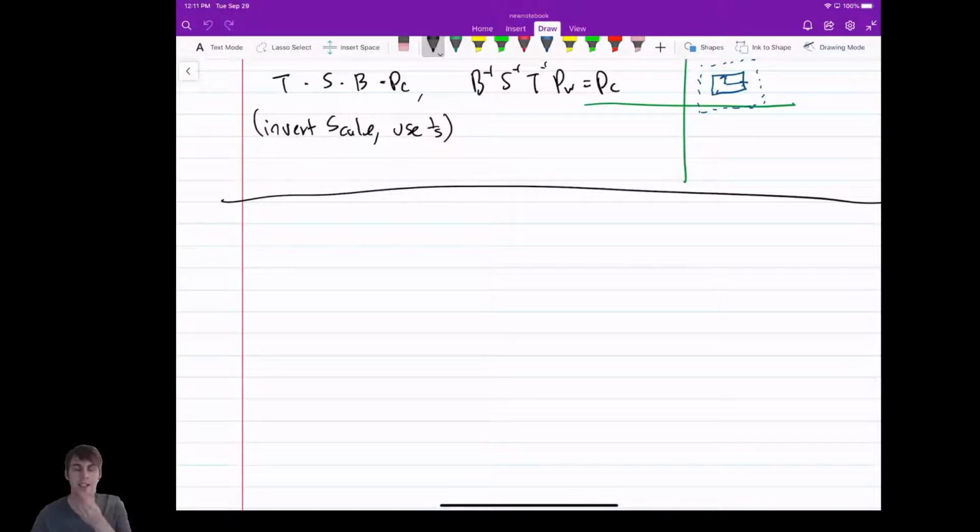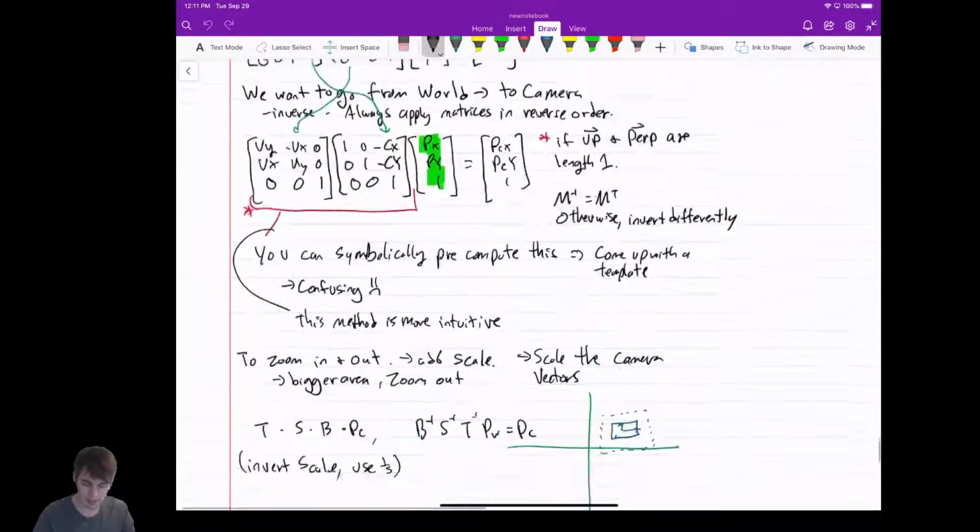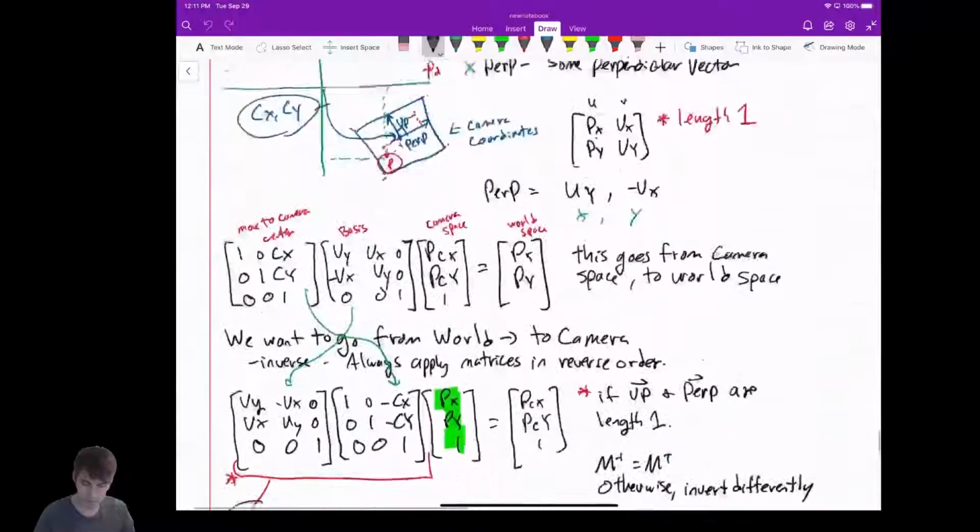Hey everyone, let's continue learning about our transformation matrices. And now I'm going to talk a little bit more about the projection matrix.